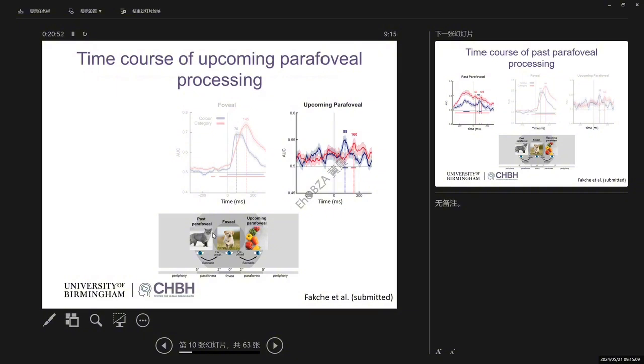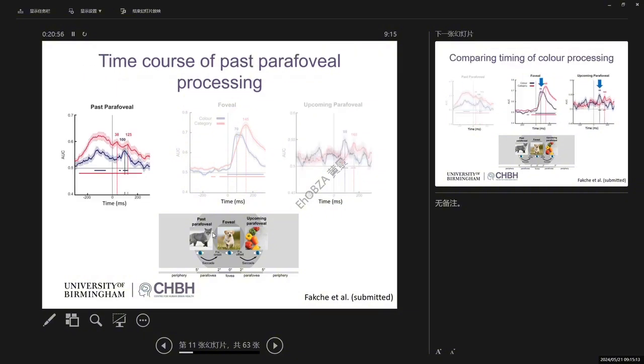Okay. So we'll discuss this timing in a minute, but I should also say that after our eyes move away from an object, meaning then we talk about the past parafoveal decoding, there's also some sustained multivariate activity reflecting that, right? What this all means is that we have foveal decoding, upcoming parafoveal decoding, and past parafoveal decoding.